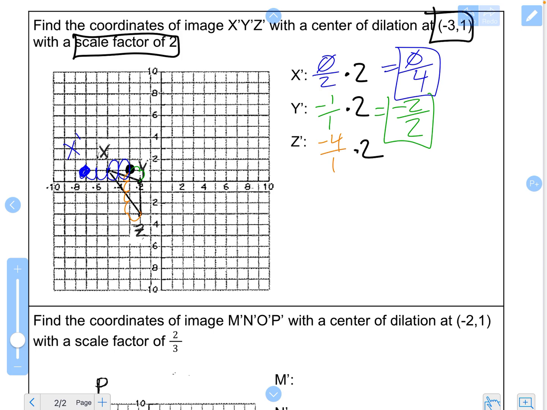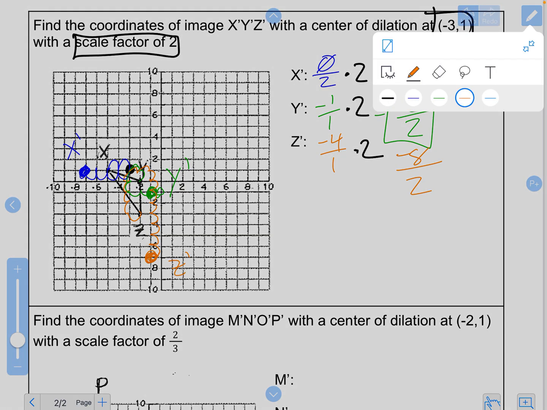So I'm going to go down 2 over 2, which puts my new Y coordinate right there. And then negative 4 times 2 is a negative 8. 1 times 2 is 2. So I'm going to go over 2, down 2, 3, 4, 5, 6, 7, 8. And this point right here is Z prime.